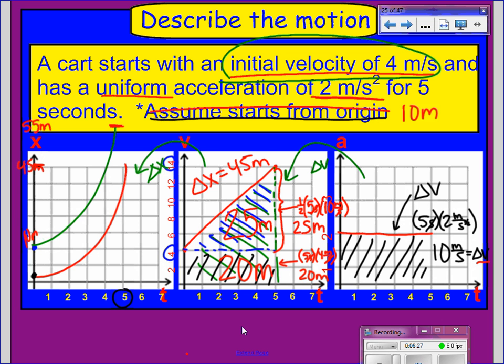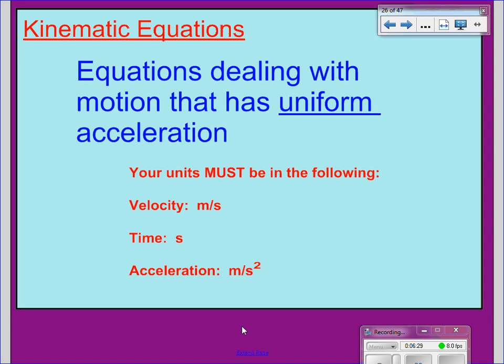Now, that was a graphical approach. What we're now going to go through is kinematic equations. These are equations that accomplish the exact same thing, but they do it in a different way. They do it in equation form. The equations are going to come from the graphs, and we're going to show examples of that. These equations are dealing with motion that has uniform acceleration. So be careful. You have to make sure that you only use these equations which are dealing with constant acceleration. And lucky for us, in Unit 3, everything is in constant acceleration.